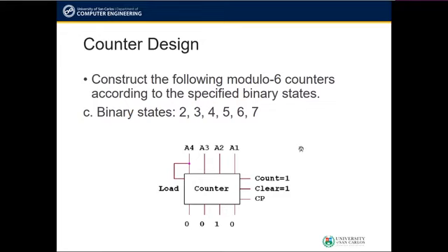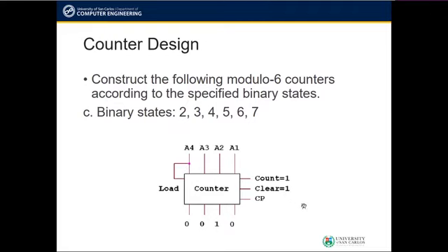Here, to have a count of 2 to 7, the count input is set to 1 because we want the counter to perform the counting operation. The clear input is 1 because we do not want to clear the counter at any point during the counting operation. The CP is simply supplied with the clock pulses. The parallel loads are inputted with 0010 or binary 2. The load input is connected directly to A4.